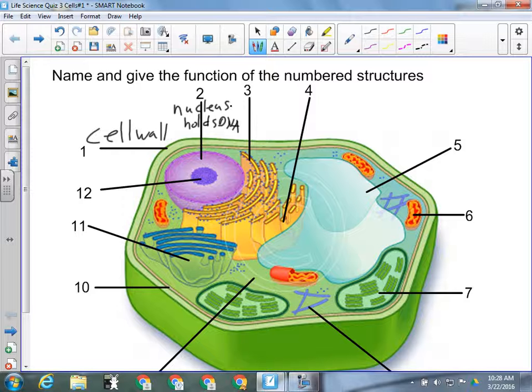Okay, for number 3, this yellow stuff with the dots all over it. Rough ER. Okay, I will accept 2 things for rough ER. Transports proteins, makes hormones. Okay, that's what the rough ER does.